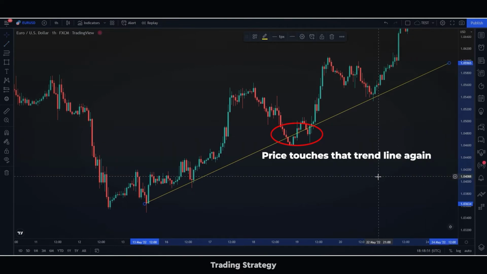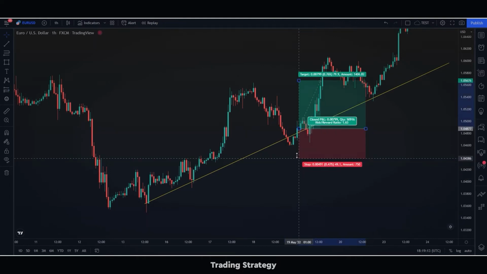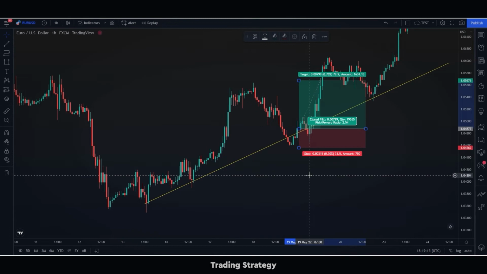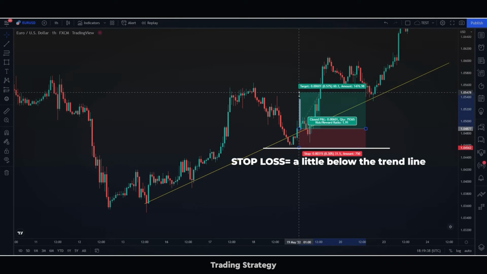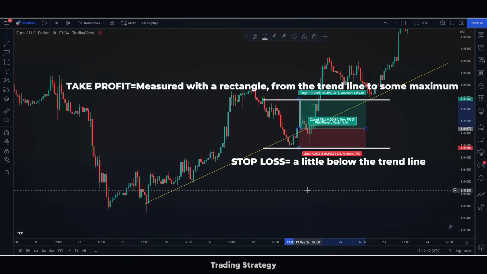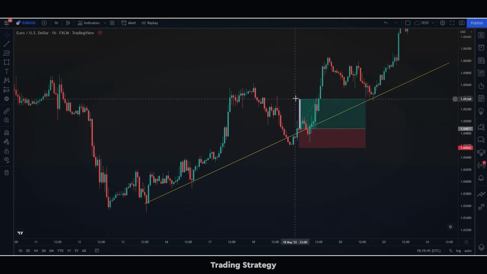If the price touches it, we will execute a buy trade. We will put our stop loss a little below this line, and to put our take profit, we will measure with a rectangle the distance from one of the highs to the line. Then we will place that rectangle in the place where we made the purchase, and that will be our take profit. If we are a bit more conservative, we can put our take profit in the middle of that rectangle.